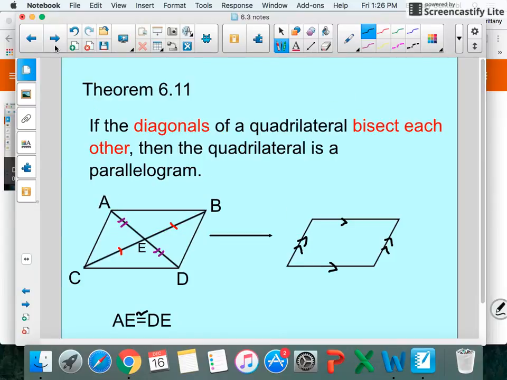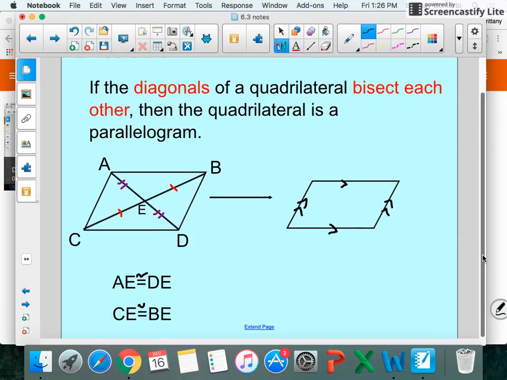And the next one is if the diagonals of a quadrilateral bisect each other, then the quadrilateral is a parallelogram. So when we have the bisecting, that means they cut each other in half. So that would be AE is congruent to DE and CE is congruent to BE. Again, you need both of those things to be true in order to have a parallelogram.